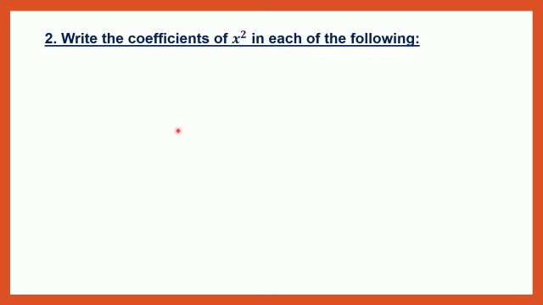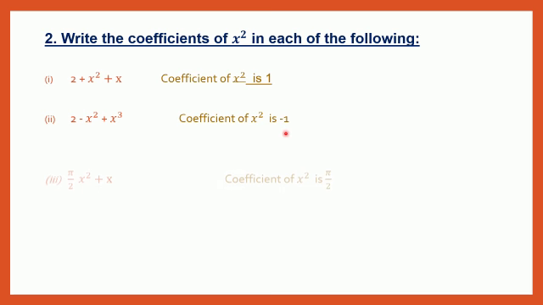Second question, write the coefficients of x square in each of the following. First one, 2 plus x square plus x. Here the coefficient of x square is 1. Second, 2 minus x square plus x cube. When there is a plus sign, we can directly write it as 1. But here we have a minus sign. So the coefficient of x square is minus 1. Third, pi by 2 x square plus x. Here the coefficient of x square is pi by 2.